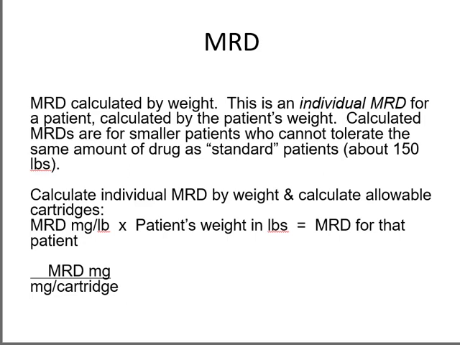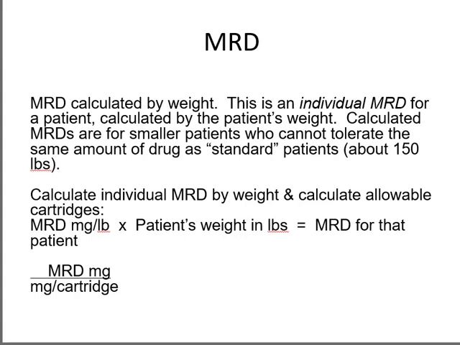So there's another maximum recommended dosage, and that's calculated by weight. This is an individual's MRD for a patient, calculated by the patient's weight. Calculated MRDs are for smaller patients who cannot tolerate the same amount of drug as a standard patient. And the standard patient, we usually say, is between about 150 to 160 pounds. So if the patient weighs much less than that, you will use the weight-based MRD.